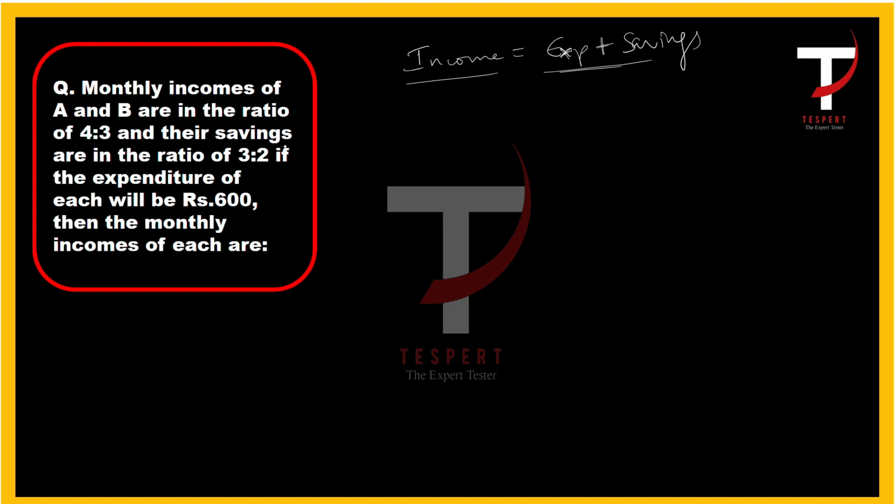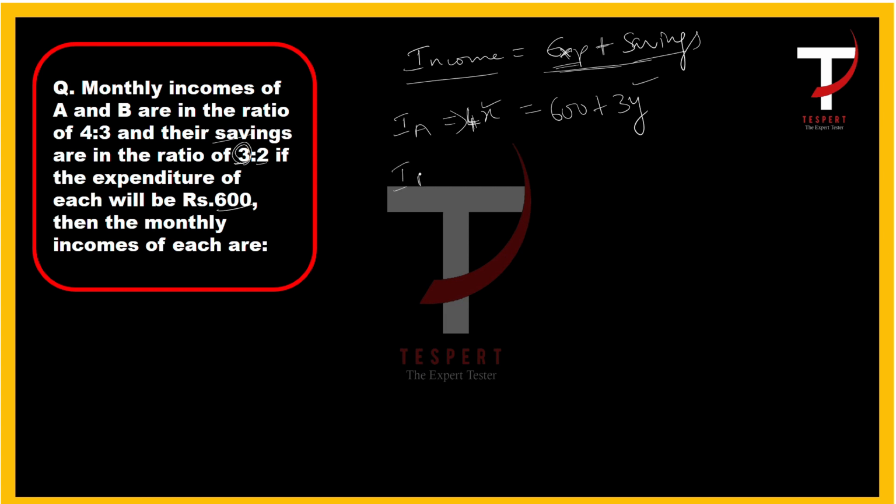So what is the total income of A? Income of A is equal to 4x, right? 4x is equal to expenditure, what is the expenditure? 600 plus, what is the saving of A? This is the saving, right? 3 and 2. 3y. See, for income we are taking it as x, and for savings we are taking it as y.